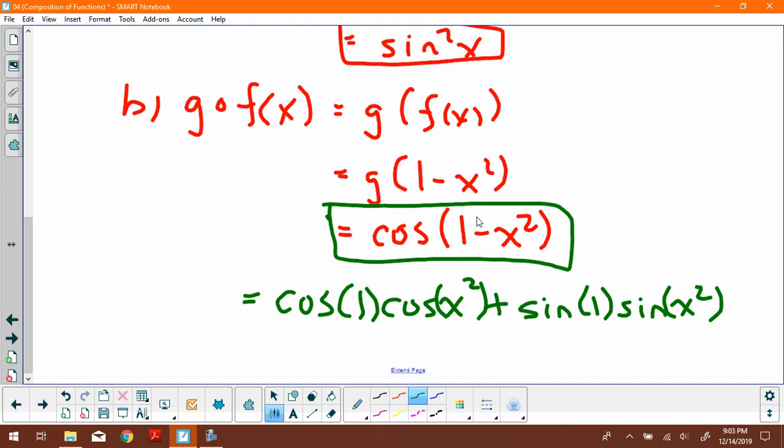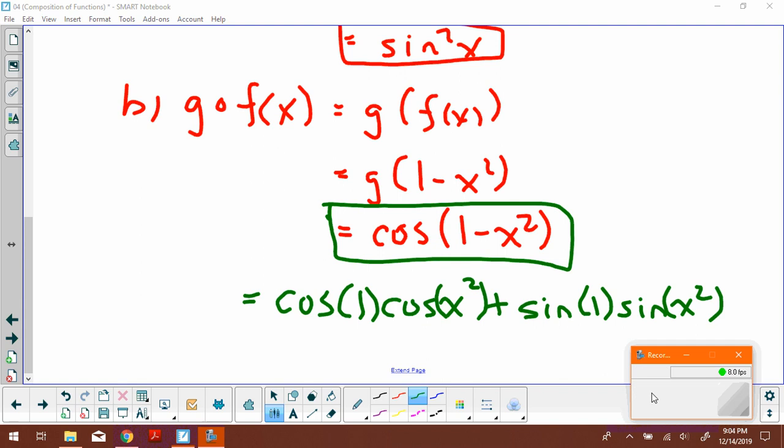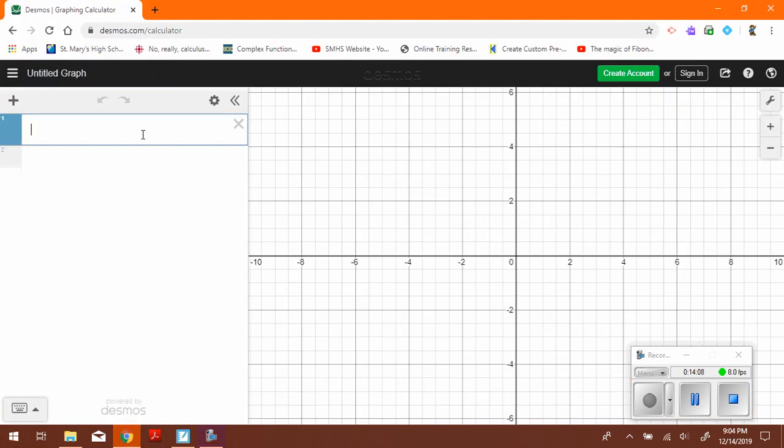For both of these functions, we don't really have any experience graphing them, so I wouldn't ask you to graph one of these composite functions by hand. You'd want to do it with technology. So for example, let's do that last one just to see what it looks like.